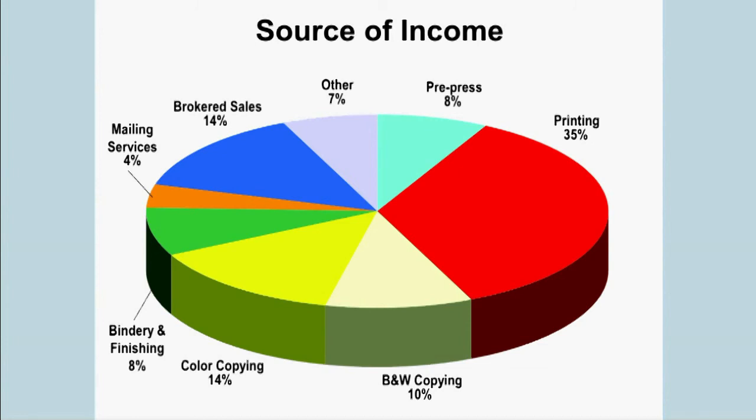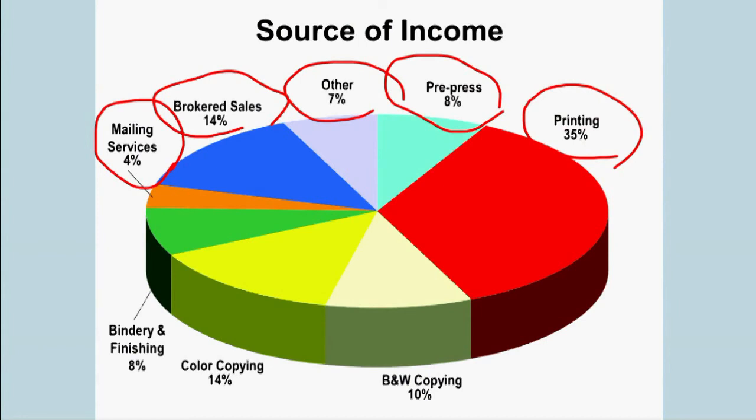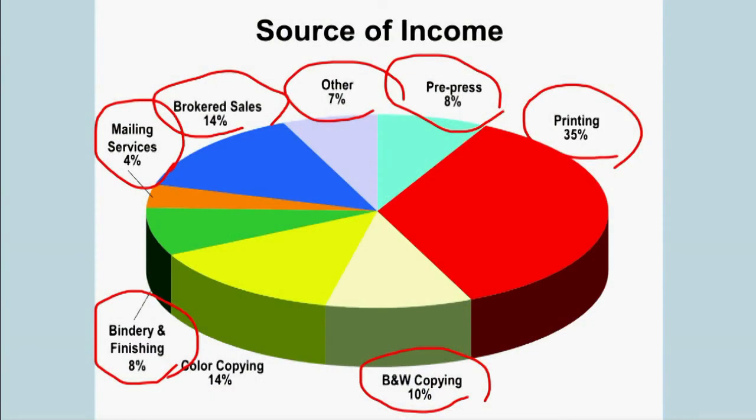Now, we're not necessarily suggesting that you break out all these items, but as you'll see, we suggest and provide breakouts in our studies, in the benchmarking studies, of all these types of sales by categories. You'll notice that black and white copying is now 10% of sales. Color copying is 14%. It used to be 6 or 7% probably 6-7 years ago. Printing is 35%. We break out printing as opposed to in the past when we combined printing, pre-press, and bindery sales.